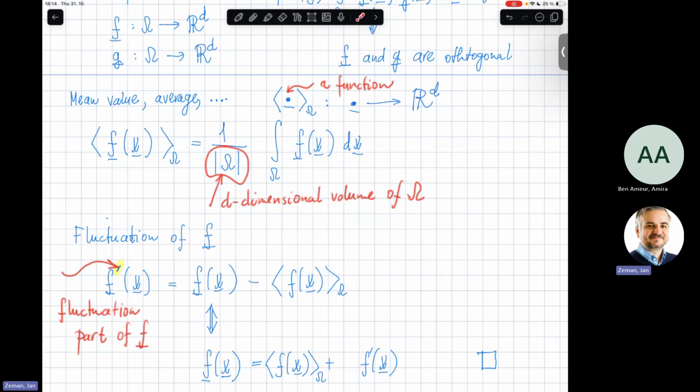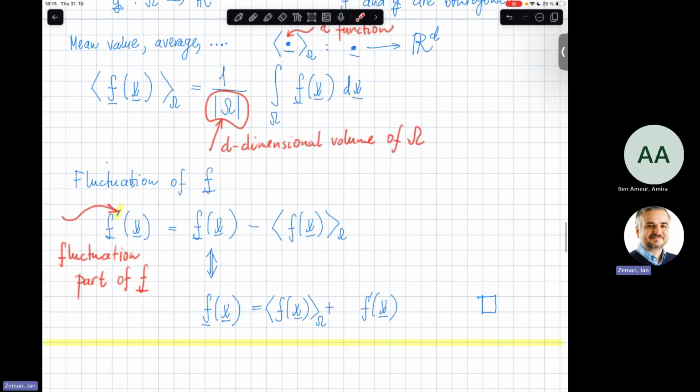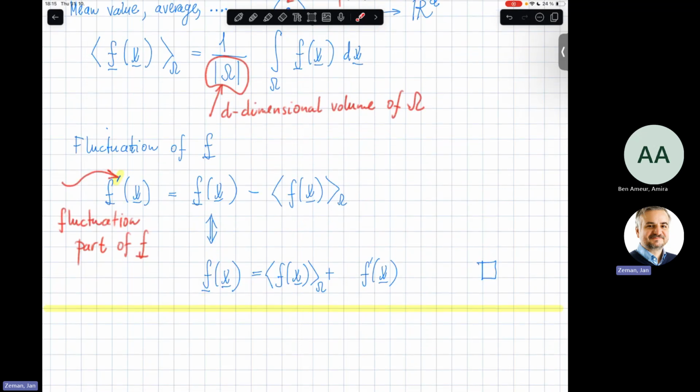And then I introduced the fluctuation of that function. It's also called centering, I guess, especially in probability and statistics, which means that you take your variable and subtract the mean value or average out of it. So what remains is of 0 mean. So I can take any function and decompose it into the mean or average part and the fluctuation. And this is where I ended.